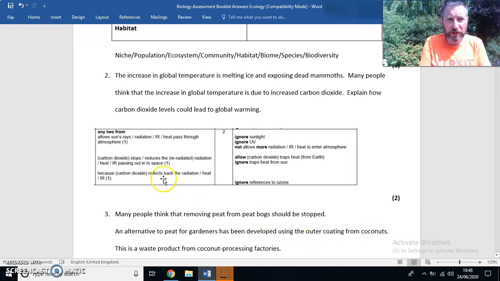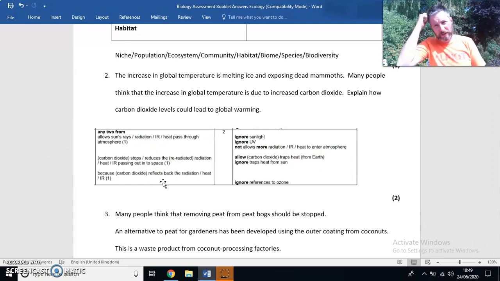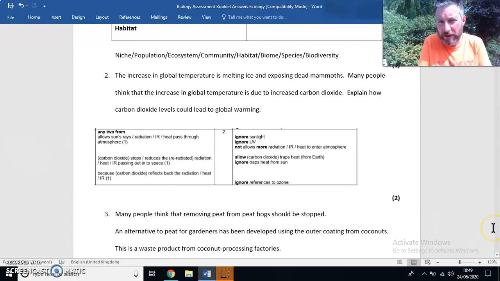So this is what the mark scheme is looking for. It allows sun's rays, infrared rays to pass through to the atmosphere. Carbon dioxide stops or reduces the re-radiated infrared back into space, because carbon dioxide reflects back the radiation or heat or infrared. It does say allow traps or absorbs. I wouldn't say it reflects back the radiation, because that's not true. It absorbs it in the bonds. But that's arguably a higher tier answer. So there's 2 marks there, and that's 2 marks most people missed, because you did the why, not the how.